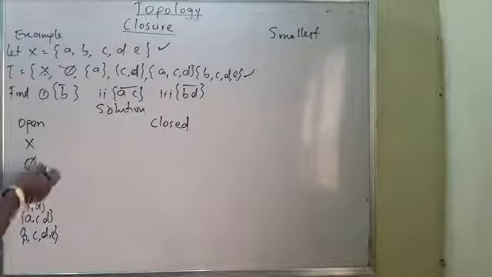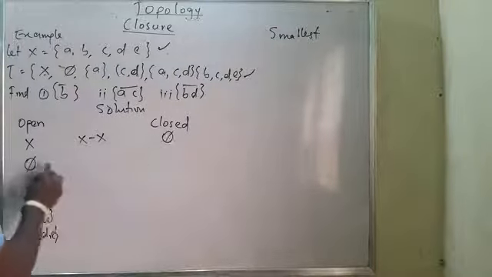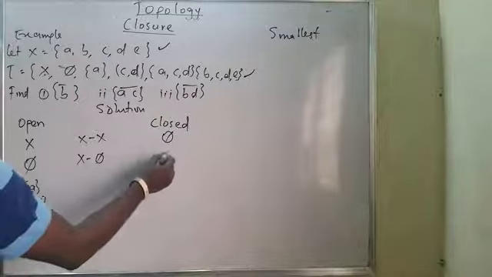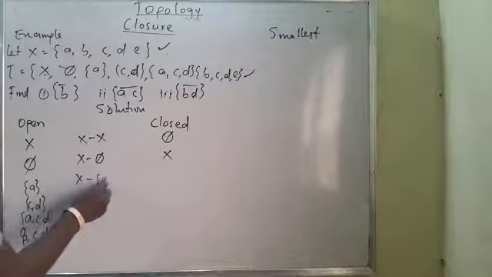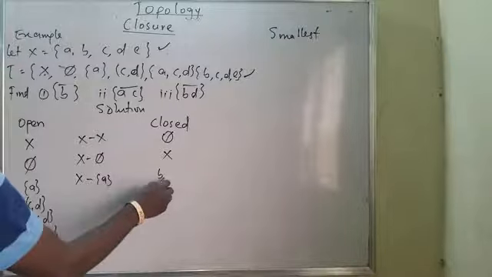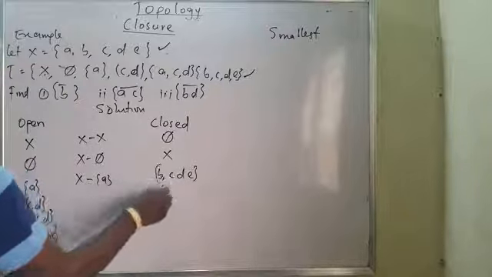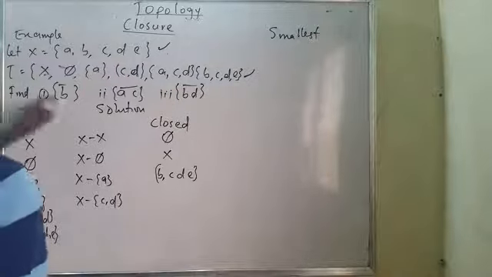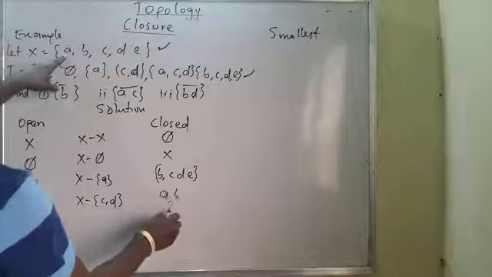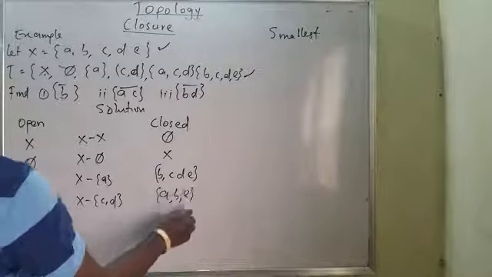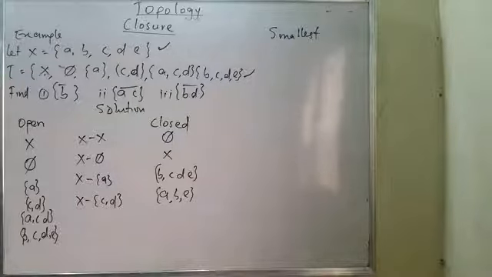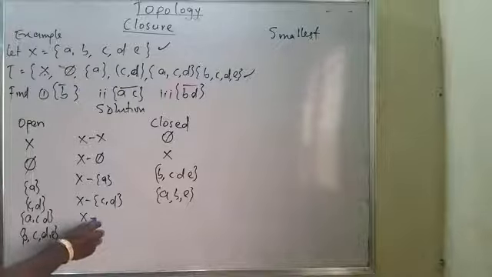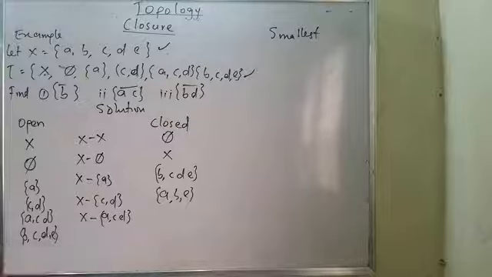To get my closed sets, the first thing I will do is X minus X, which gives the empty set. X minus the empty set gives X. X minus singleton A gives B, C, D, E. Now I'll move on to X minus CD, which gives A, B, E. Now I'll move on to the next one: X minus ACD, which equals B, E.